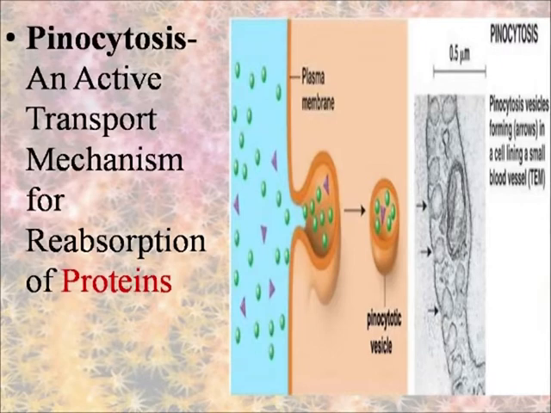Once inside the cell, the protein is digested into its constituent amino acids, which are reabsorbed through the basolateral membrane into the interstitial fluid. Because pinocytosis requires energy, it is considered a form of active transport.